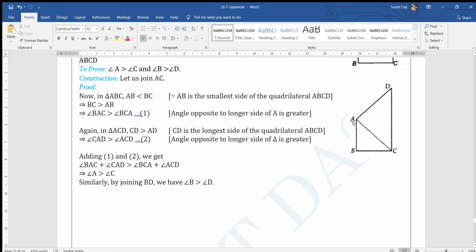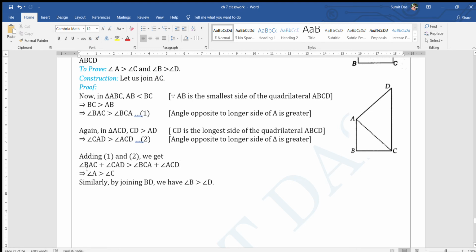Again, in triangle ACD, we know that CD is the longest side. That means CD is greater than AD. The opposite angle of CD is CAD, and the opposite angle of AD is ACD. So angle CAD is greater than angle ACD. That is number 2. Now we just add number 1 and number 2.